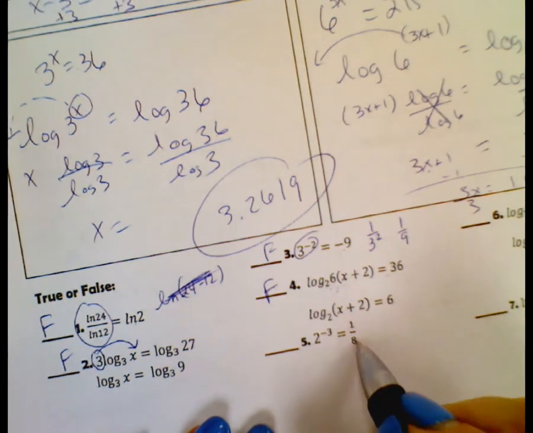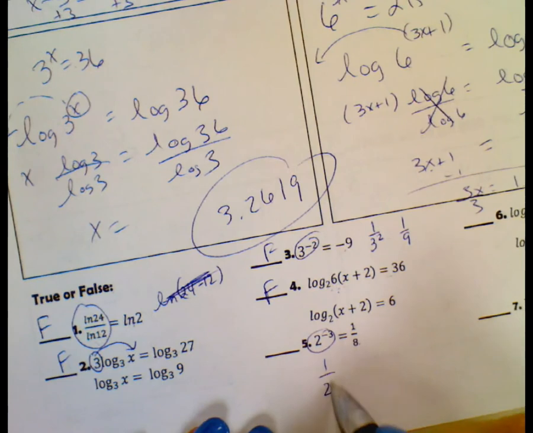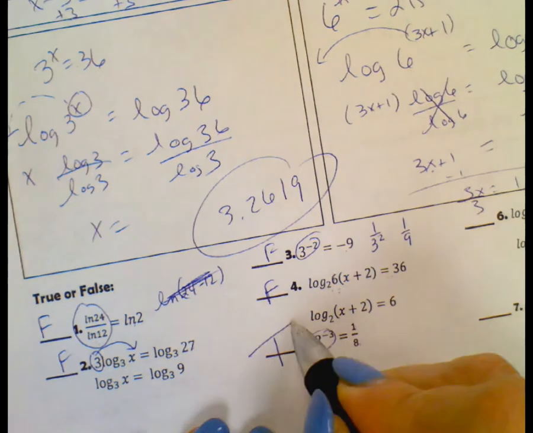Is 2 to the negative third 1/8? Yes, it is, because this is 1 over 2 to the third, which is 1/8. First one that's true.